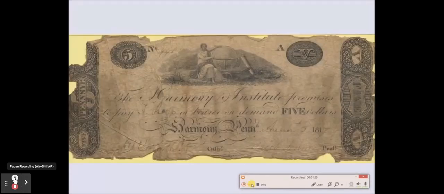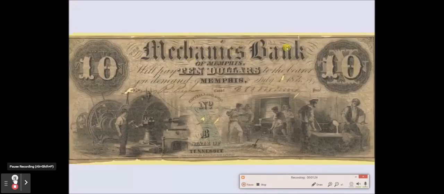This is from 1817. This is the Mechanics Bank of Memphis, so Tennessee. And what caught my attention is that he's got some pretty high-tech machined equipment here for the year 1854. Danforth, Wright and Company, New York and Philadelphia was the printer.